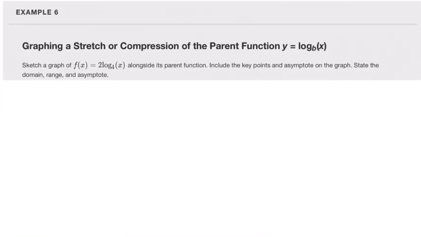So sketch the graph of this alongside its parent function. Include key points. See, we got to start doing these with domain and range. I totally keep skipping that part.